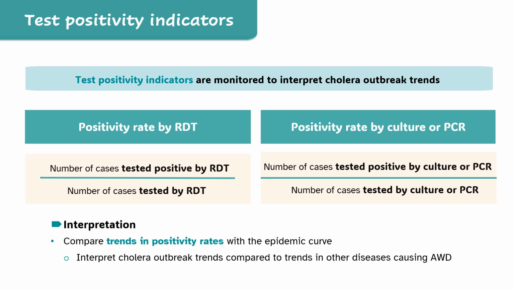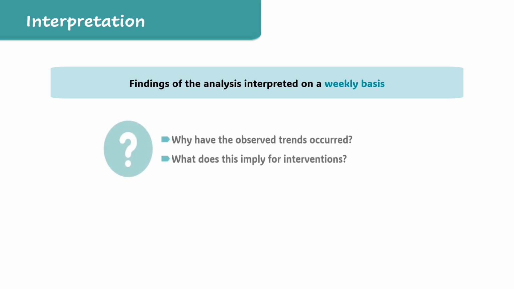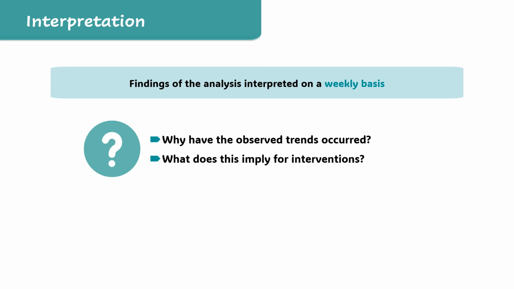The positivity rates trends are compared with the epidemic curve in order to interpret the cholera outbreak trend compared to trends in other diseases causing AWD that may occur concomitantly in the surveillance unit. The findings of the data analysis are interpreted every week. Interpreting the findings aims to formulate hypotheses regarding why the observed trends have occurred. This is then used to guide and adapt the outbreak response as needed.